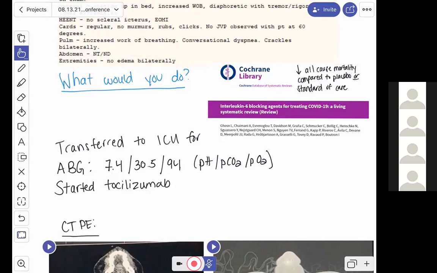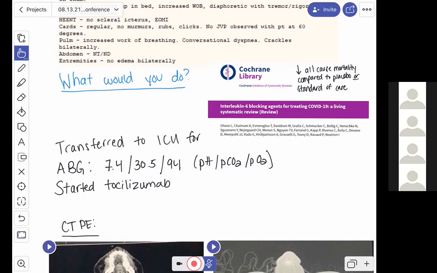Sorry, so you add that after, so if you're not improving? Specifically, if they are worsening to the point where they're admitted to the ICU. There is some data looking at if patients on the floor should get it, but the most strong evidence that we have is for patients who are admitted to an intensive care unit.